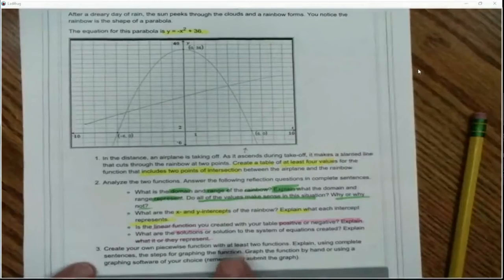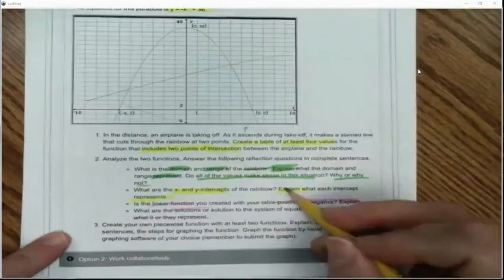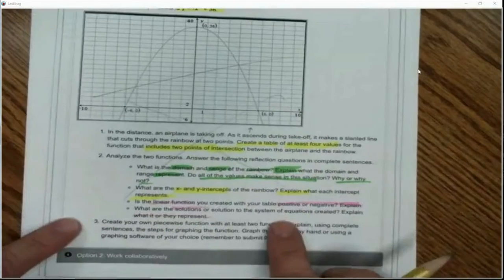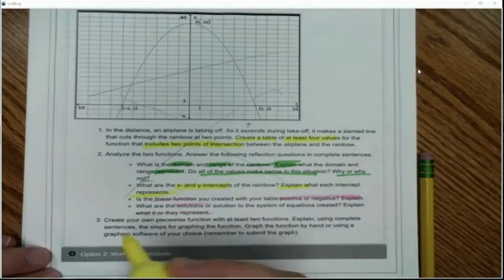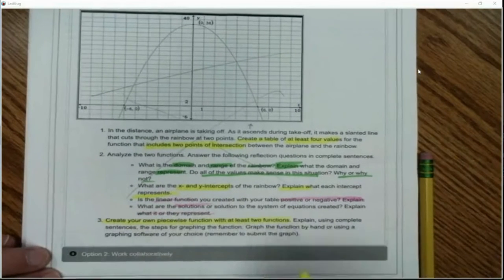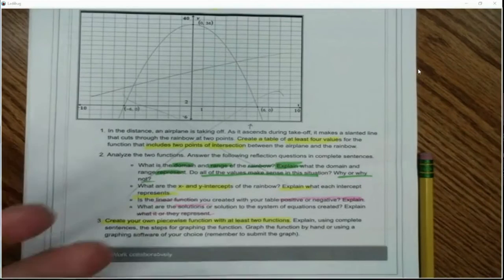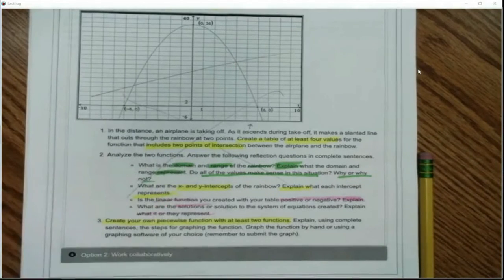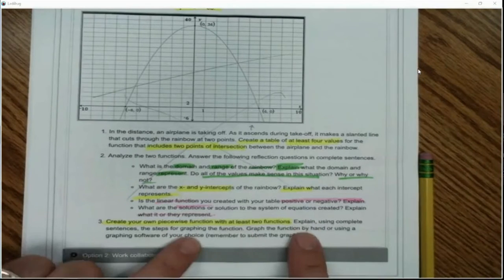Now, this is a totally separate problem down here. This has nothing to do with this up here. This is a totally separate problem. Number 3, create your own piecewise function with at least 2 functions, right? Because we did one that had 4 different functions and we did one that had 2 functions. You have at least 2 functions. And then explain how to graph it, and then graph it.